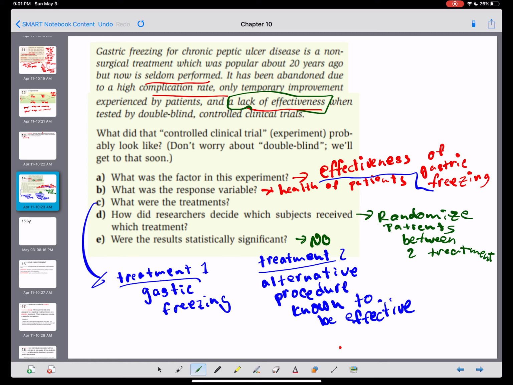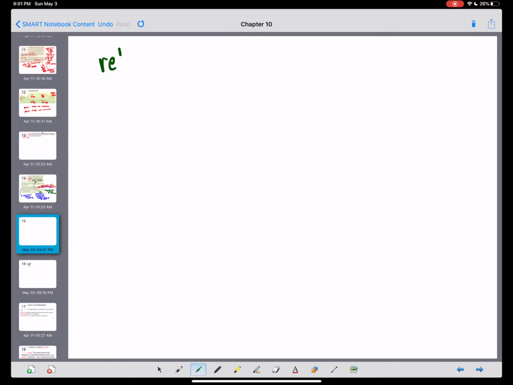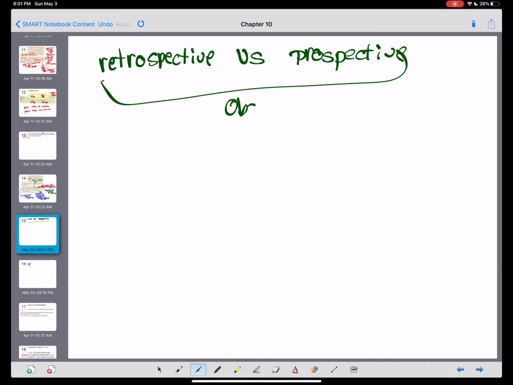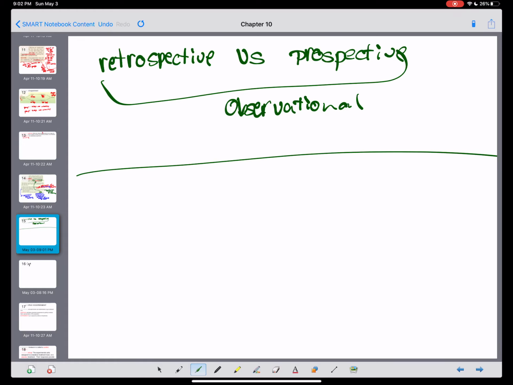That's the idea. Okay, that's pretty much all I have for today. This stuff doesn't have much math; it's just a lot of vocabulary, and you really just understanding what is what. Big takeaways for this lesson: make sure that you know the difference between retrospective versus prospective. Remember, these are both observational studies.